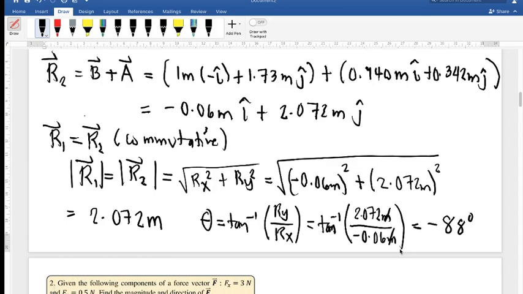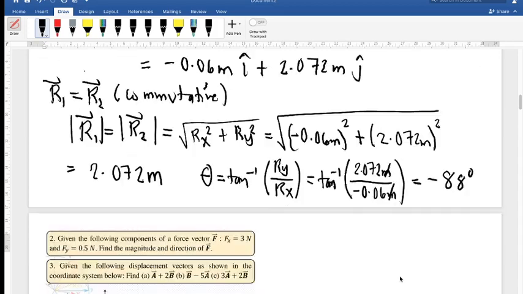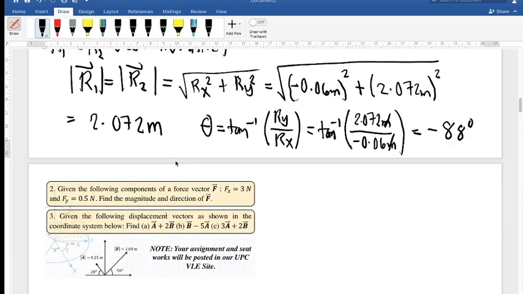So let me double check ha if sakto ba. So the inverse tangent of 2.072 over negative 0.06. So yeah, that is negative 88. Now dito tayo magka-problema. So we have to draw first our resultant so that we can know if ever nga negative 88 talaga yung orientation ng angle niya. Okay? So let's see if negative 88 ba. So can I get this one?